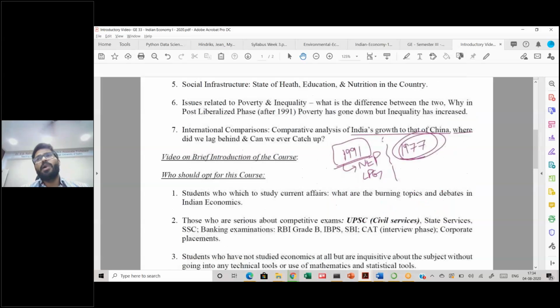As I told you, I'll also discuss who should take this course. This course is essential for anyone who is going to prepare for UPSC or state services, SSC, banking exams, anyone who is going to come across any competitive exam which has an Indian economy portion. This is kind of a compulsory course for you to take. Then students who are interested in current affairs, as I've already discussed, we'll also be covering COVID-19 and other burning topics in the classes.